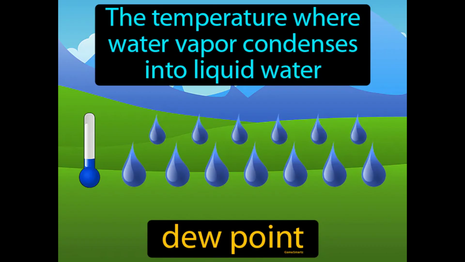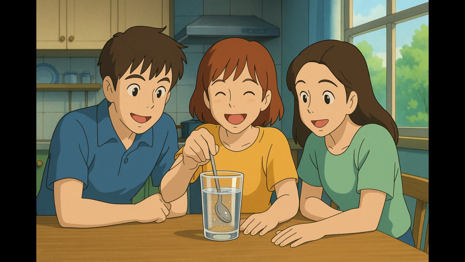The temperature of air at which condensation begins. Dew point. The dew point is the temperature at which air becomes fully saturated with moisture, causing water vapor to condense into liquid droplets. Imagine you have a cup of water and you're slowly adding sugar, stirring each time. At first, the sugar dissolves easily, but eventually you reach a point where no more sugar will dissolve and it starts to settle at the bottom.